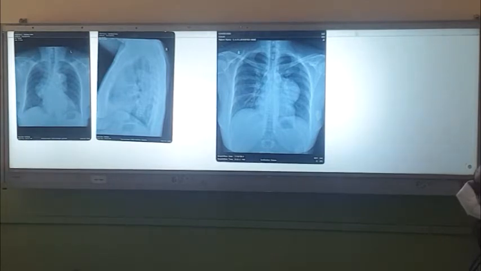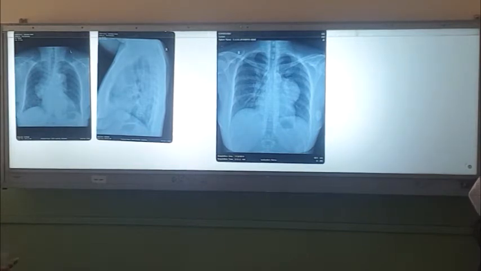What you have to notice here is, even though there is a mass here, through that mass you can see the vessels, right? So the vessel margin is intact. That means this mass is not touching the vessel margin.